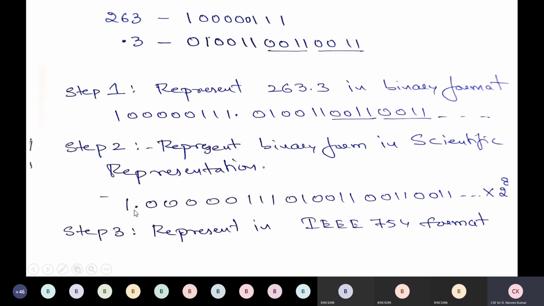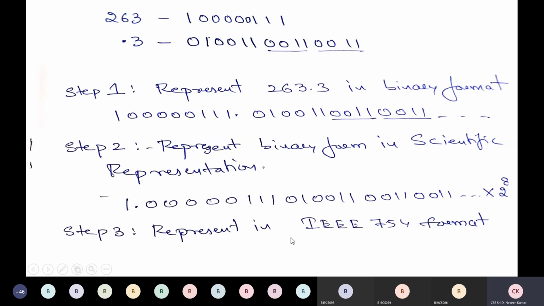Next I need to convert. I got the Mantissa in the 1.m format, which we say is the scientific notation. So 1.m is the Mantissa, 2 is the radix, and 8 is the exponent. Remember, 8 in binary format is 1000. So this number we need to convert into IEEE 754 format.